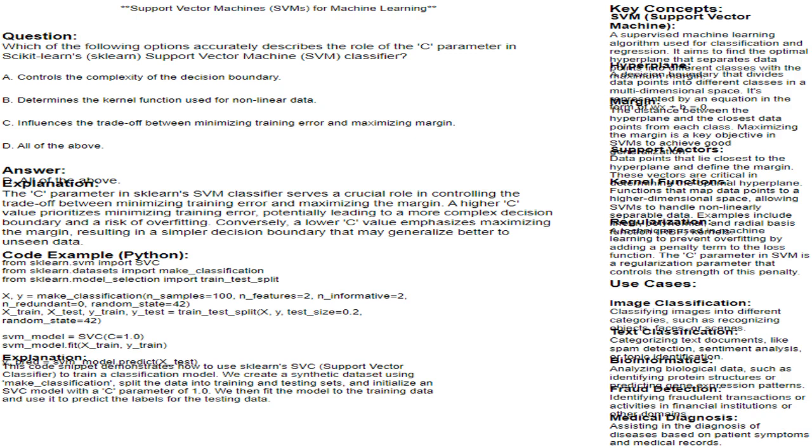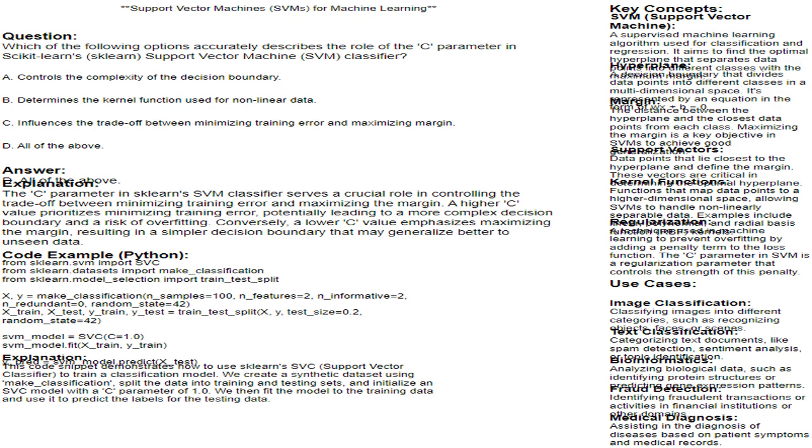The distance between the hyperplane and the closest data points from each class. Maximizing the margin is a key objective in SVMs to achieve good generalization. A wider margin indicates that the hyperplane is well separated from the data points, suggesting that it's less likely to be affected by noise or outliers in the data.